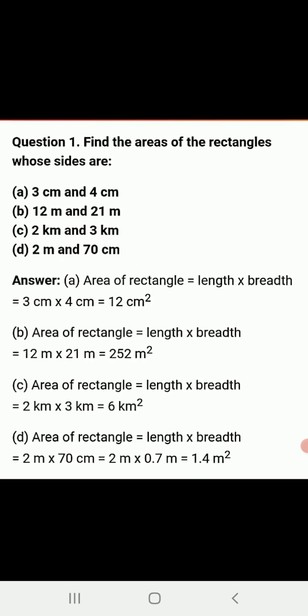Look at question number D. One is 2 meter, the other number is 70 centimeter. So what we have to do is either convert both the units to meter or both should be in centimeter. So here we can convert to meter. So 70 centimeter, when you convert to meter, it becomes 0.7, that is 1 by 100. So 2 meter into 0.7 meter is equal to 1.4 meter into meter is meter square.